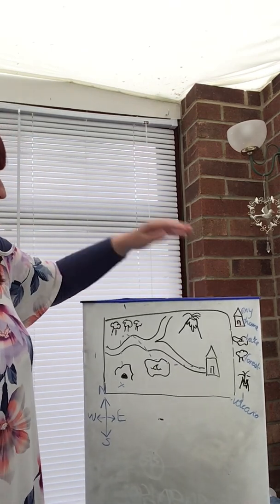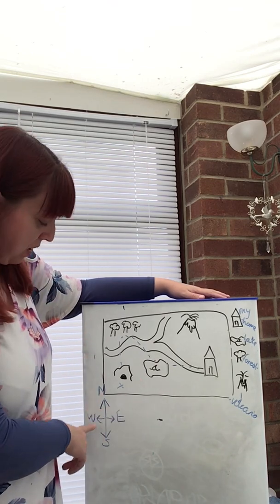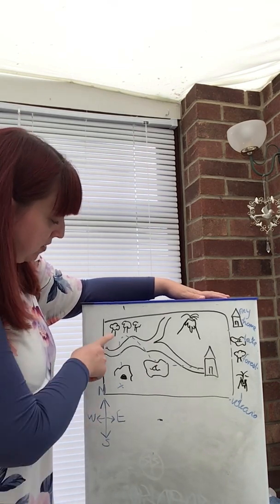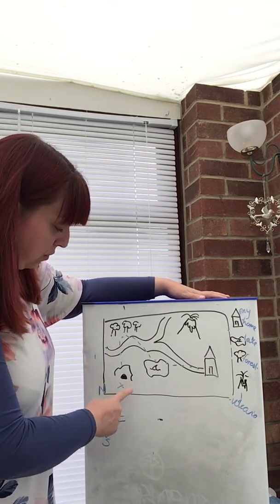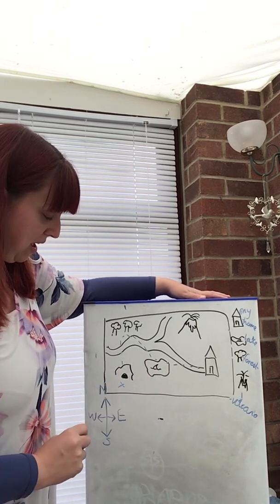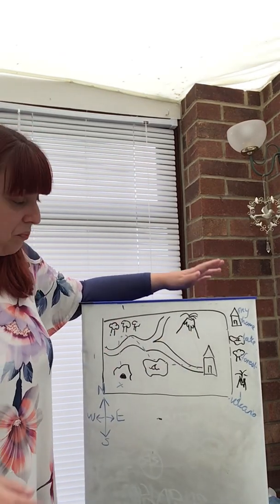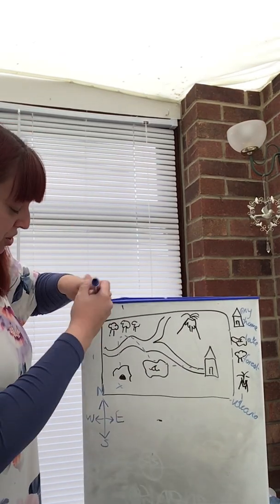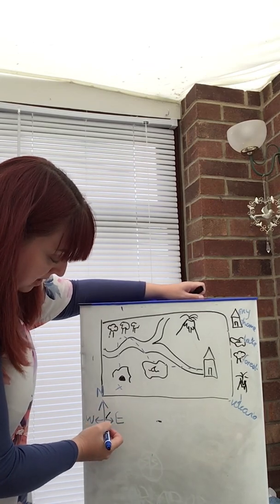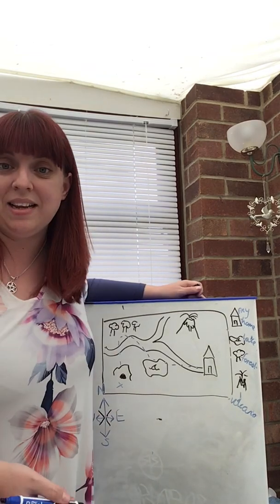So we then get the children to describe locations of objects compared to each other using the compass points. So the forest is north of the cave. The lake is to the east of the cave. The house is to the south of the volcano. And then you can actually start to introduce an 8-point compass, so northeast, southeast, southwest, and northwest to add increasing challenge to it.